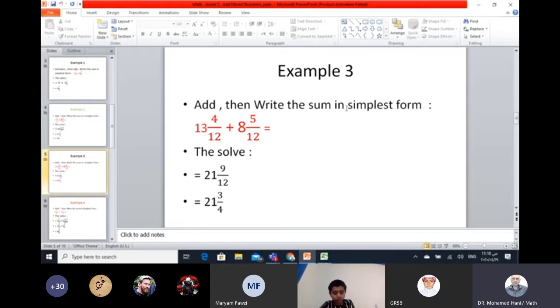Here you can do the simplest form. Up we have 9, down we have 12. Find the GCF for 9 and 12. You will find 3. So divide by 3 up and divide by 3 down. 9 divided by 3 will be 3, and 12 divided by 3 will be 4. So I can write 21 and 3 over 4.